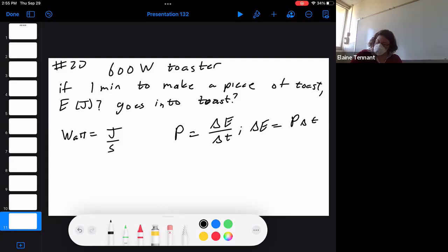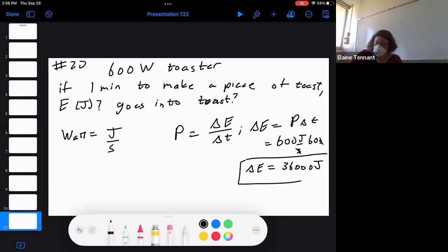So power times time. Okay, so I have 600 joules per second. What should I plug in for time here? 60 seconds, excellent. And I should come out with a pretty reasonable 36,000 joules.